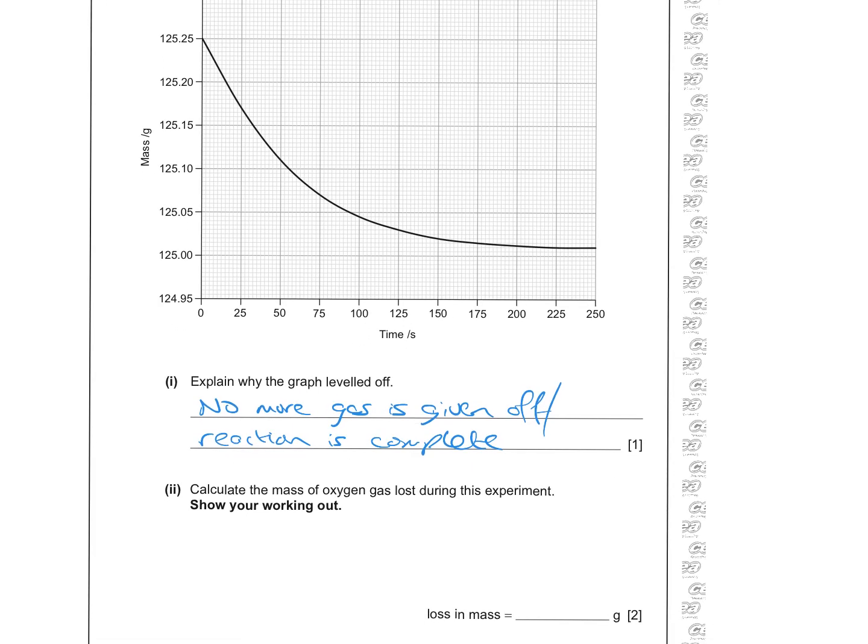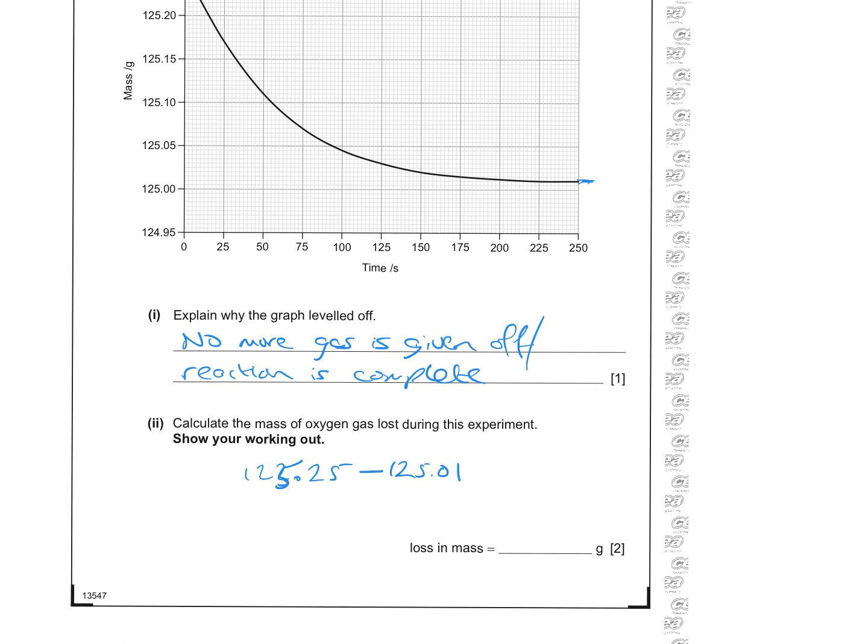Part 2. Calculate the mass of oxygen lost during the experiment. Okay, well, you're just looking at the original value, which is 125.25. That's a 5. And you're subtracting the final mass, which is here, and that is 125.01. That's 0.24 grams.